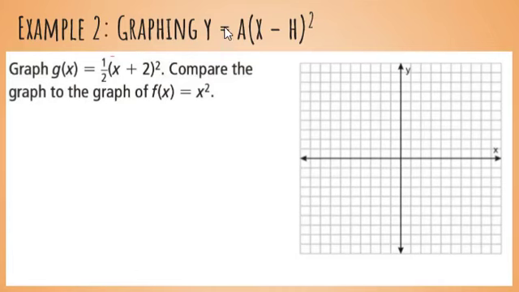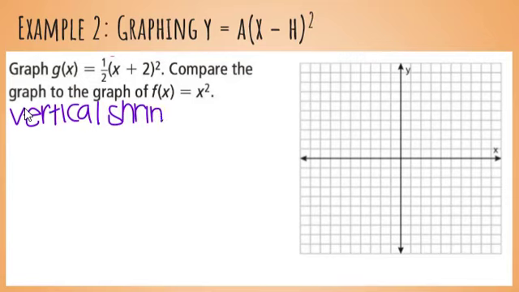So for example 2, we're graphing y equals a times the quantity x minus h squared. We're going to graph this as well as compare it to the parent function f of x equals x squared. When I look at this equation, I have this 1/2 in the front, which we've already learned about. So this is a vertical shrink by a factor of 1/2.